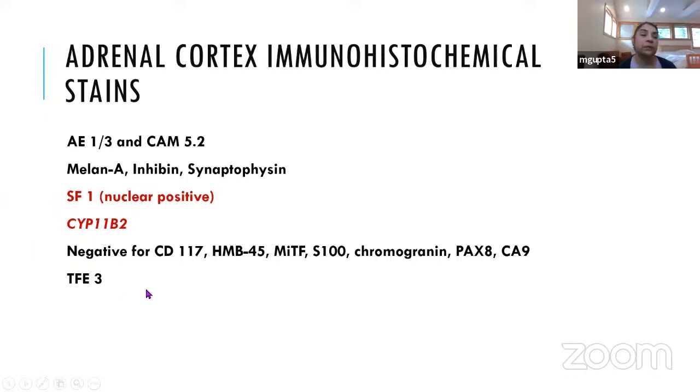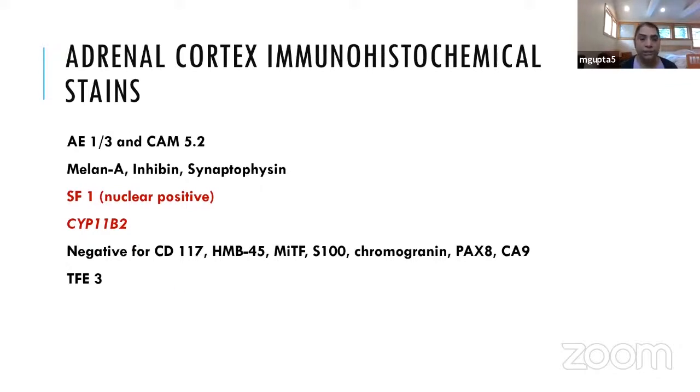But remember, these are some of the important immunostains for the adrenal cortex: they are positive for cytokeratin, Melan A, inhibin, and synaptophysin, but they're not positive for chromogranin. The most important stain, the stain which I like, is the SF1 stain. It's a nuclear positive stain one can use to identify the adrenocortical origin. Then this stain here, CYP11B2, is another name one should remember. Even though we don't have it and we are not using it, this is the major change in the WHO fascicle, 5th edition.